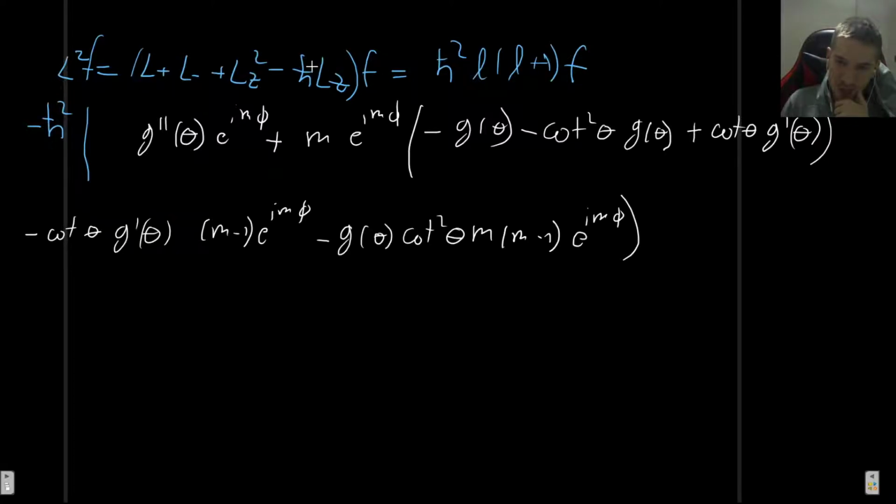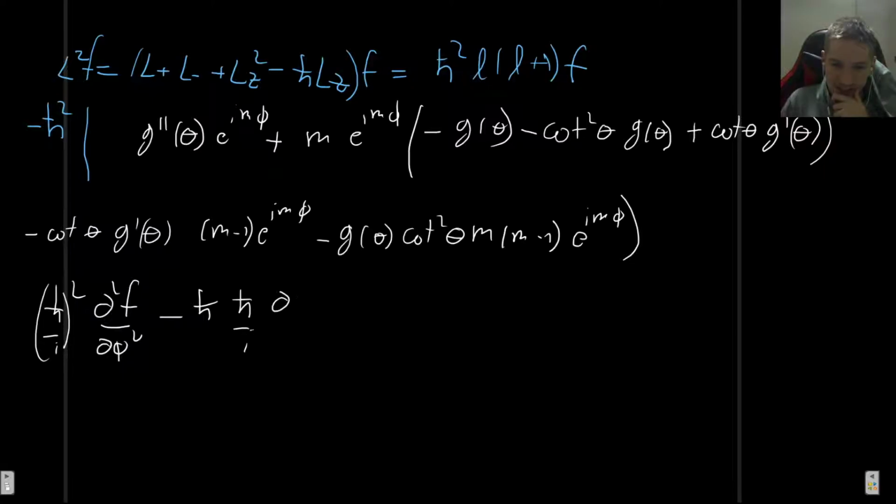What is Lz squared acting on f? We know that. That is ħ over i squared d²f/dφ², because we know that Lz is ħ over i df/dφ. We found that when we solved the first equation at the beginning of this video. And then we have minus ħ from here, Lz, which is ħ over i df/dφ.